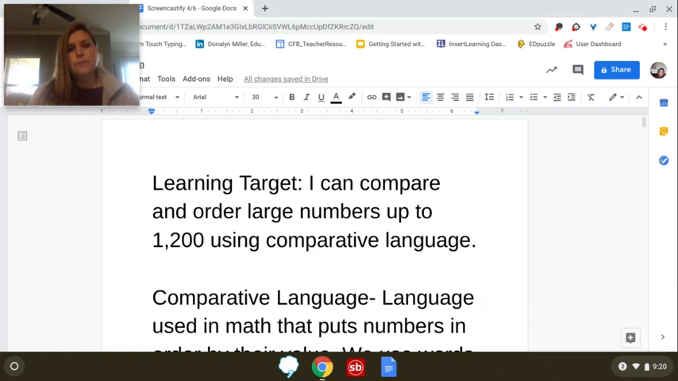Hi, everyone. Today we are going to compare and order large numbers up to 1,200 using comparative language.